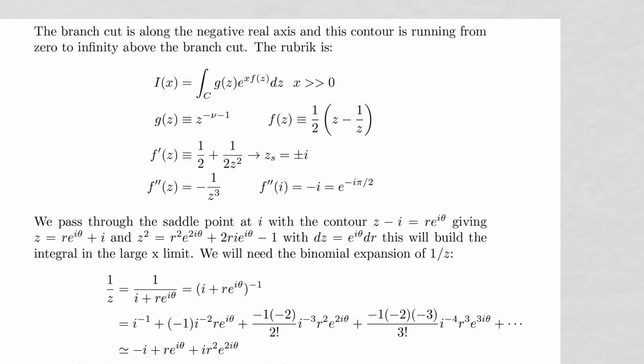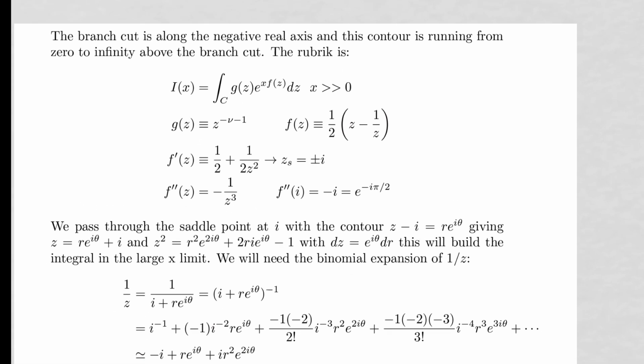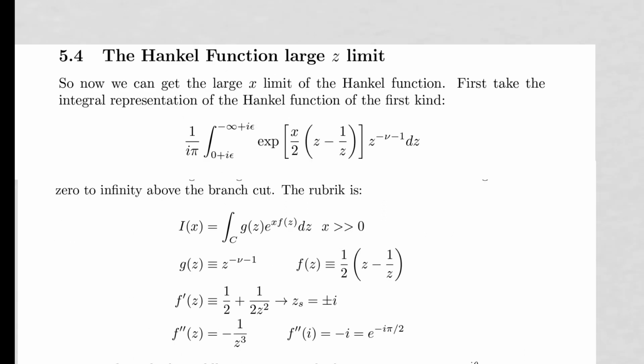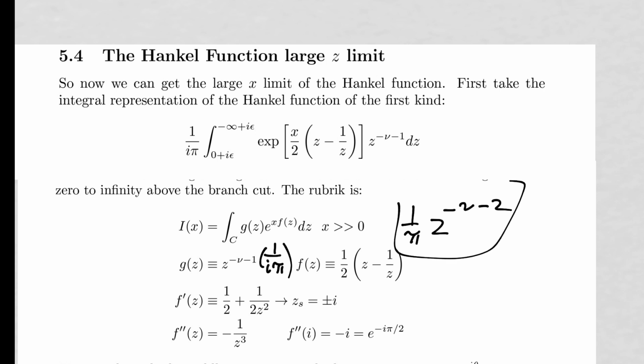I actually left off a prefactor, which is important. If you look, you'll see there's a 1 over i pi. That belongs as part of G, right? So when I write this G down, I really need to include 1 over i pi, which ends up making this z to the minus nu minus 2, 1 over pi, like that. So that's what G really is.